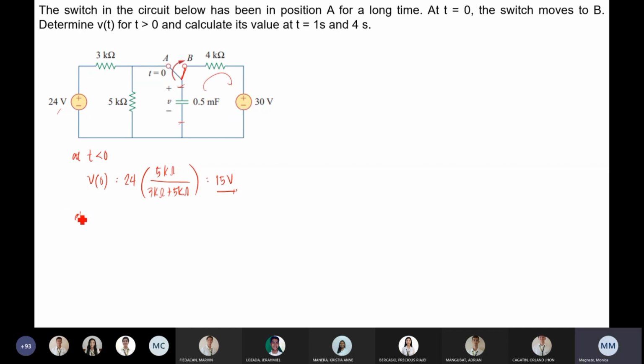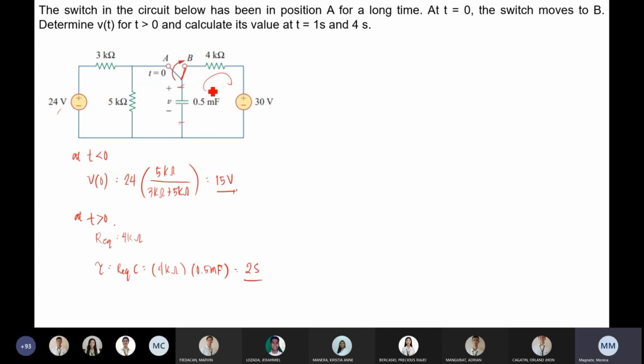So, for t greater than 0, meron lang tayong isang resistor. Req natin, 4 kilo ohm lang. So, yung tawag natin dyan, tau equals Req times C. So, 4 kilo times 0.5 millifarad. Kilo plus milli magka-cancel. So, 4 times 0.5 equals 2 seconds.